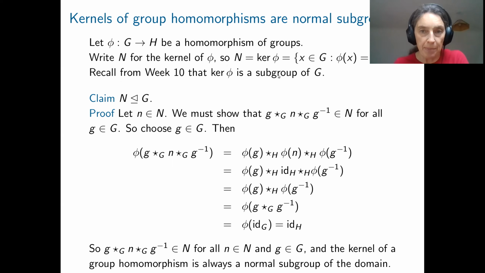And let's recall what that means. The kernel of phi is the subset of G consisting of all of those elements whose image under phi is the identity element of H. We know it's not empty because we proved last week that it contains the identity element of G at least. And we know also from last week that the kernel of phi is a subgroup of G, it's not just a subset. Again, the assertion here is that this subgroup of G is in fact a normal subgroup. So let's see why that would be true.